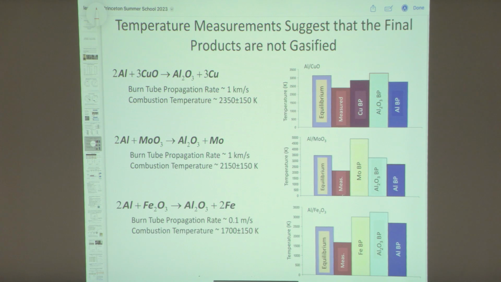You can look at different combinations of oxidizers, and obviously certain oxidizers have higher propagation rates. Here, aluminum with copper oxide, 1 kilometer per second, with molybdenum trioxide, 1 kilometer per second, but with iron oxide only 0.1 meters per second. One of the questions that comes about is, what's more important in terms of size distribution? Is it the size of the copper oxide, or is it the size of the aluminum particles that's driving the system? What's the rate limiting step in making these reactions go fast from a chemistry point of view?